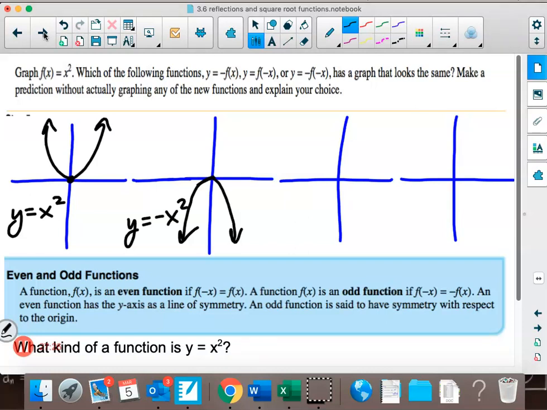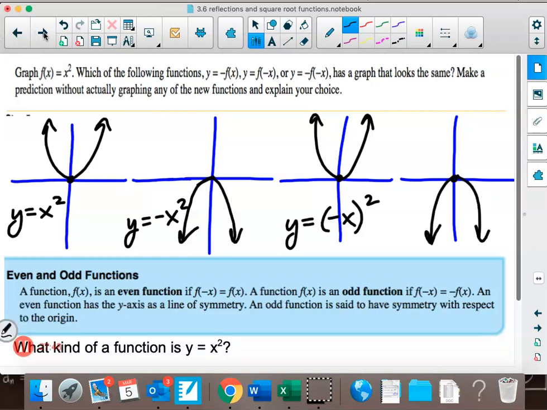All right. This one right here, it looks just like that, but it's not. This one is that, negative x squared. And this last one, which looks just like this one, is not this. It's, I'm going to write up here, negative of negative x squared.